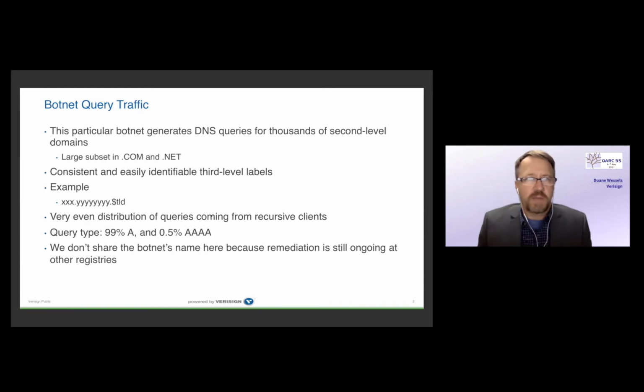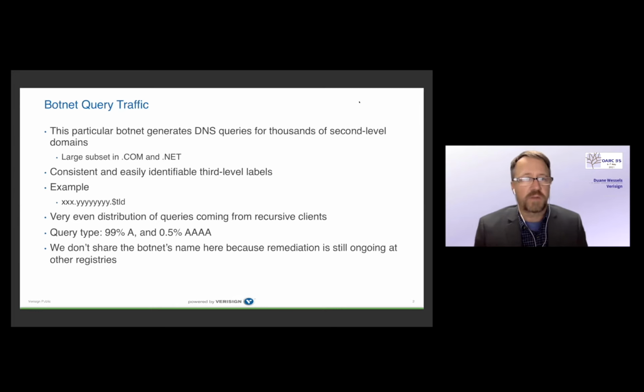So this will be all about the DNS traffic that we see coming from a particular botnet. And here's a little bit of information about the botnet itself. It uses thousands of second-level domains, and a large subset of those are in .com and .net. It has consistent and easily identifiable third-level labels. There's a very obfuscated example there.